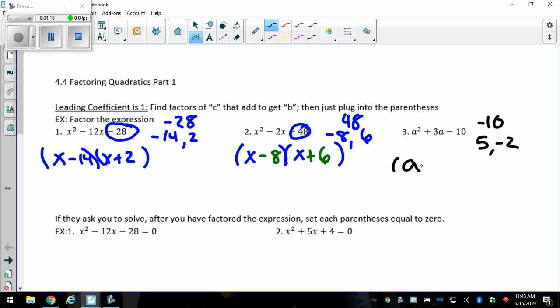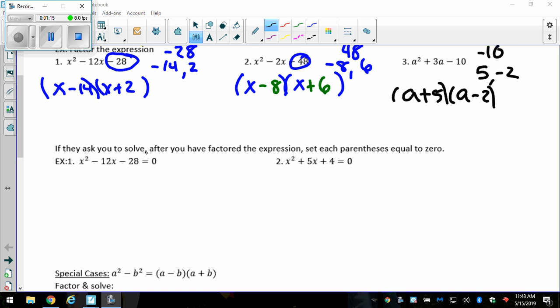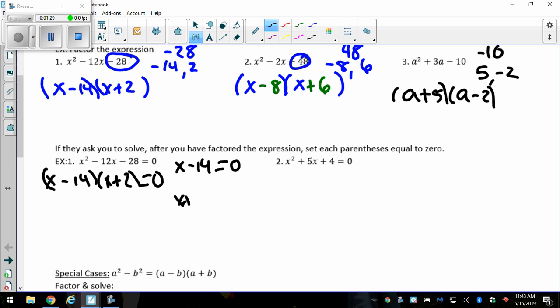And make sure if that's an a that you're going to put an a down here too, whichever the variable is. To solve it, if they ask you to solve, that means it's equal to 0 right here. Once you're done factoring, this is the factored form up there. For this one, you actually need to set each parenthesis equal to 0. So you'd be solving this one equal to 0 and the x plus 2 equal to 0. If you have minus 14, we'd always add 14 to both sides. Plus 2, you subtract 2 from both sides. Your answer is going to be x equals 14 and negative 2.